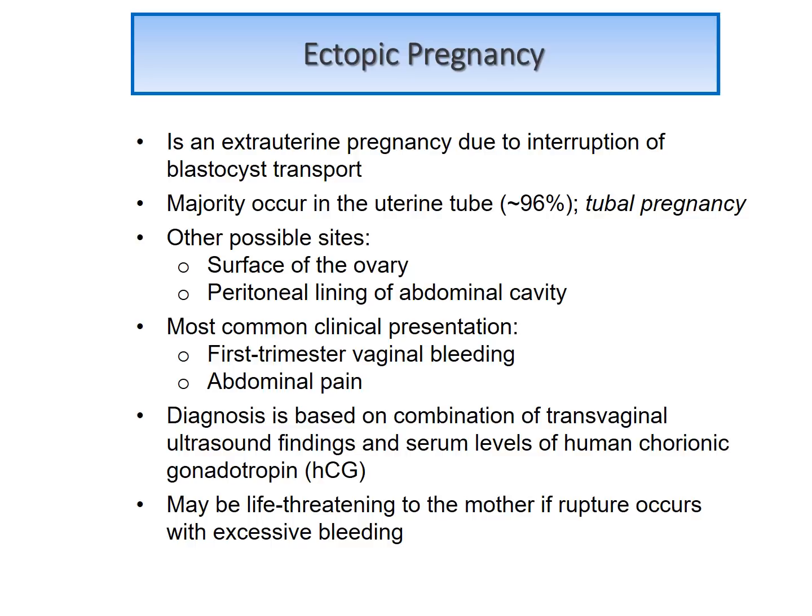The diagnosis of an ectopic pregnancy is based upon a combination of transvaginal ultrasound findings and serum levels of human chorionic gonadotropin. An ectopic pregnancy may be unruptured or ruptured at the time of presentation to medical care. Tubal rupture or rupture of other structures in which an ectopic pregnancy is implanted can result in life-threatening hemorrhage.